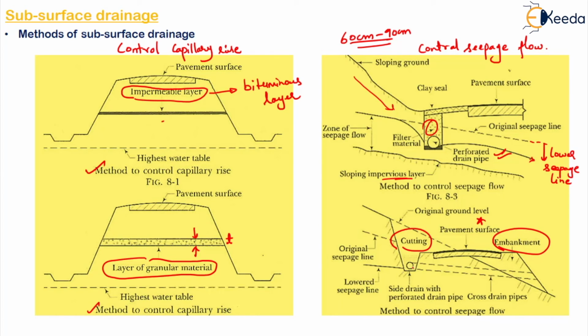So if you observe, they have cut here, right? They have made this perforated pipe along with a filling. So this is where the seepage line has been lowered, and we have provided side drains with perforated drains. These are nothing but your cross drains, which you can see. If you observe, the seepage level has reduced below the pavement surface. So this is one of the methods of controlling the seepage flow.